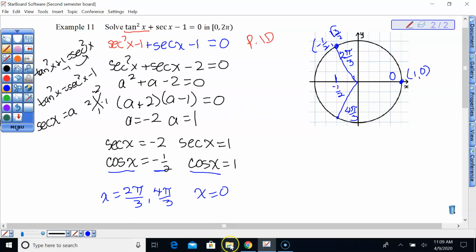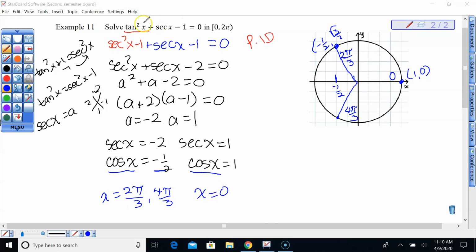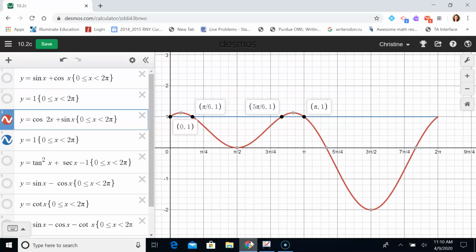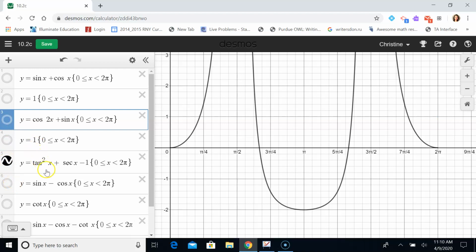And then before we decide that those are all the solutions, we'll go into Desmos to double check and look at the graph. And we're going to use a zero method here because when we type this in, it's all on the same side of the equation. So what we want to see is when does it cross y equals 0. So that would be this equation here where we have tangent squared x plus secant x minus 1.